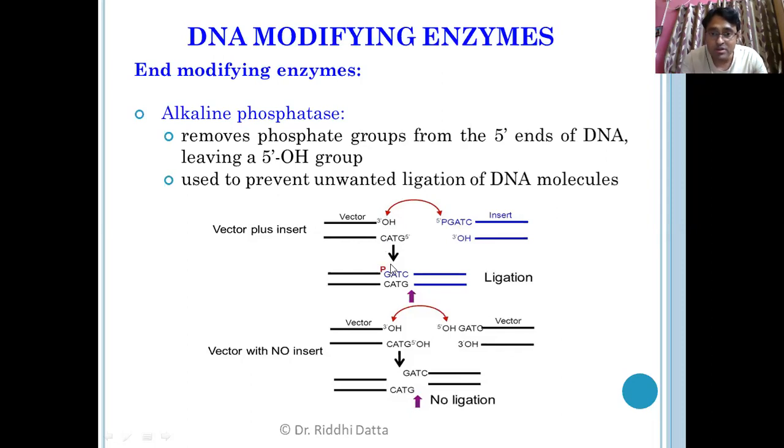So the vector has OH at the 5' end, the insert has a 5' end phosphate, and the 3' end of the vector has OH. So the ligated product will be the recombinant vector. Only the insert can ligate with the digested, alkaline phosphatase treated vector. So we will get only the ligated product of vector and insert. So we can restrict the self-ligation of the vector.